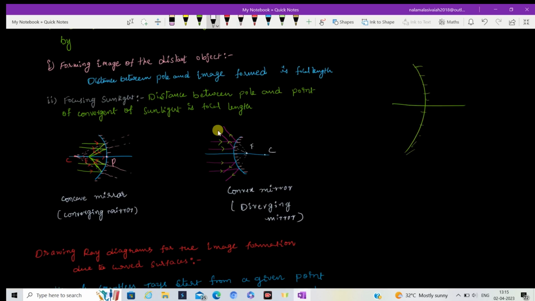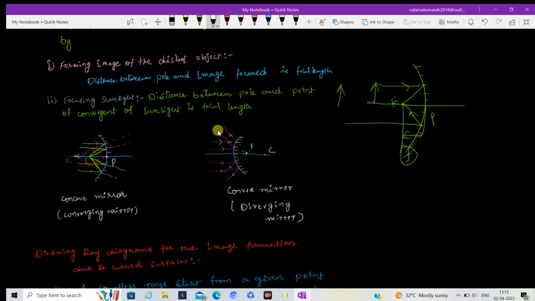One is you place the distant object. If you take the distant object, then light rays are coming from the distant object. After reflection, light rays are meeting at one point. You can take light rays from here also. Suppose the object is somewhere else, so from there light rays are coming. Then after reflection, light rays are meeting at one point, that is called the focus. So the distance from the principal focus to the pole is called the focal length.